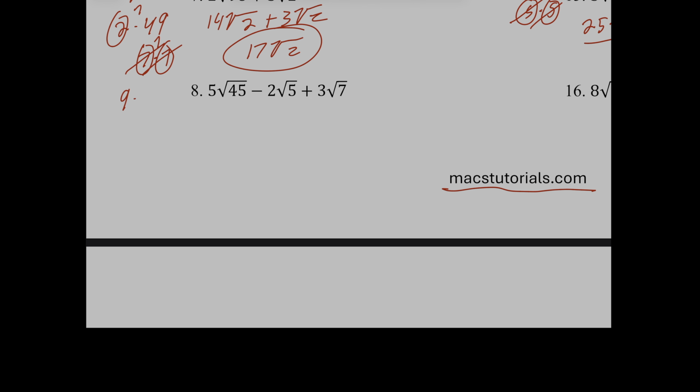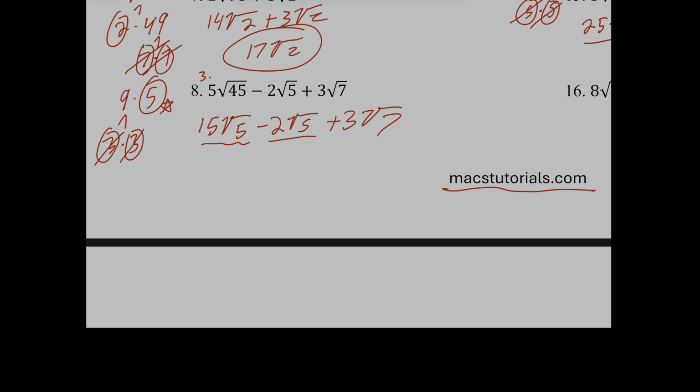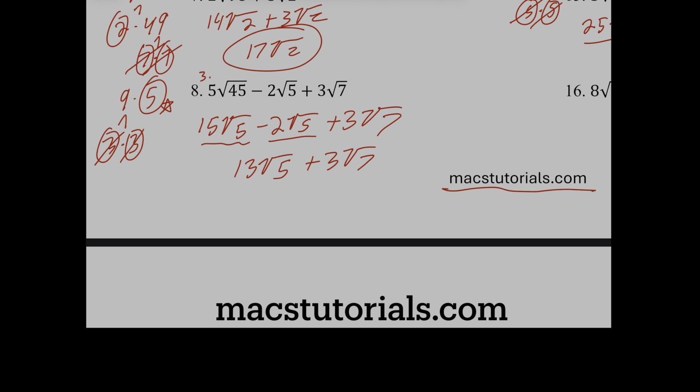Okay, so the 45, I'm going to go 9 times 5, like he's prime, and that's 3 times 3. Now I've broken it down. Now I find a pair, and there's a pair. It'll match with that number 5. That's going to become 15 root, what's left over? That 5, minus 2 root 5, plus 3 root 7. Well, that's like 15x minus 2x plus 3y. So we're going to combine the like terms, and I'm going to get 13 root 5 plus 3 root 7. It's really that simple, guys.